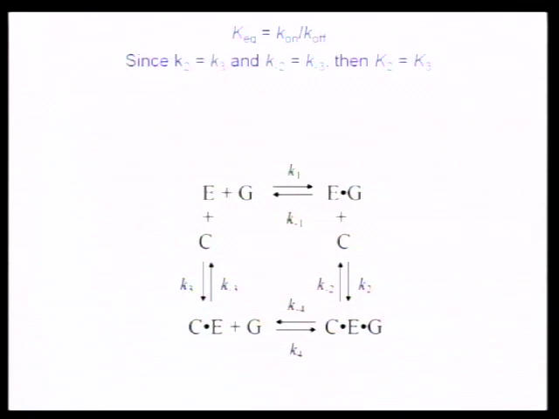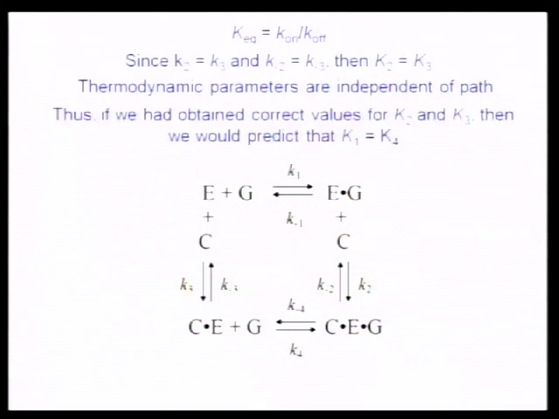The pathway from three molecules to a complex does not affect the thermodynamics. And so we can take a different pathway. Instead of going this way to get to the trimeric complex, we can go this way. So thermodynamic parameters are independent of the path. So if we were correct in our equilibrium constants for this reaction here, we would predict that K1 equals K4. So the equilibrium constants here should be the same too.